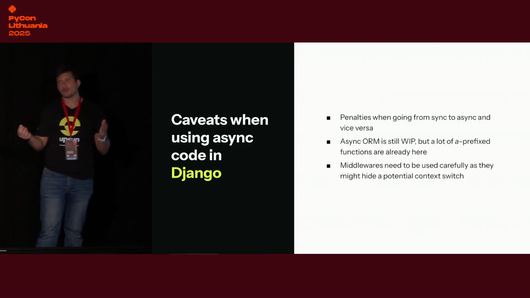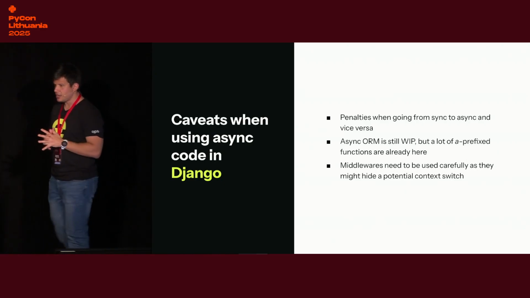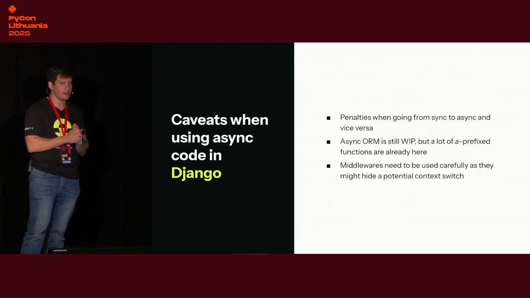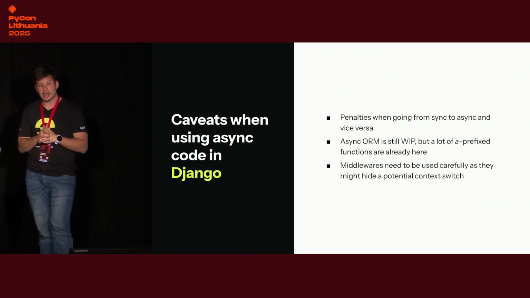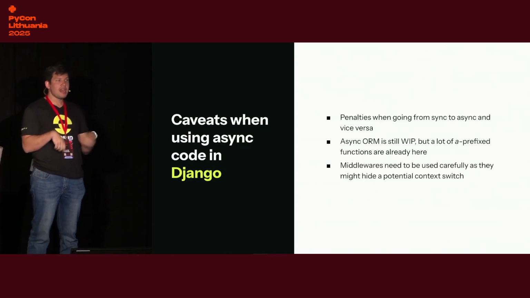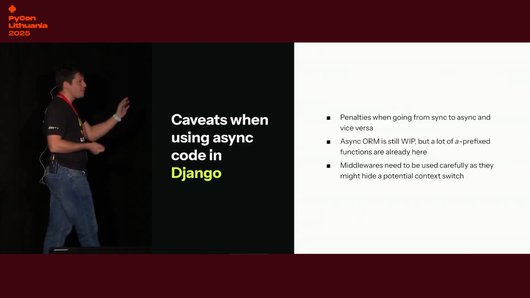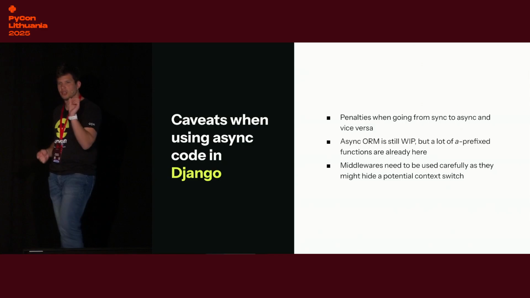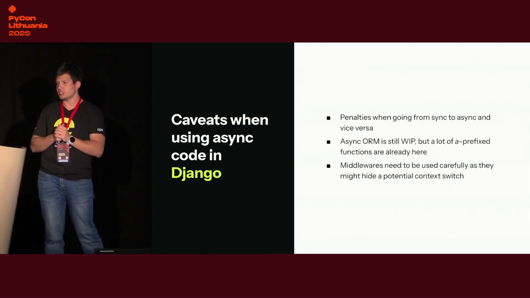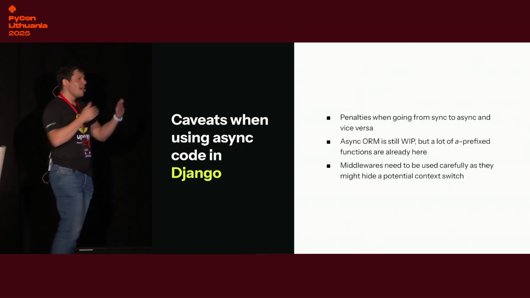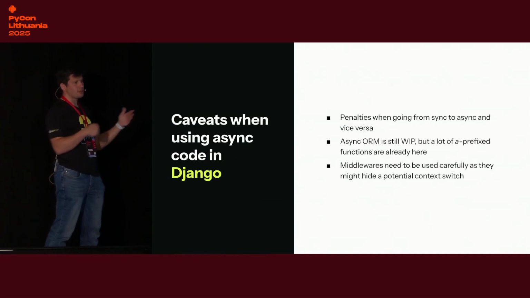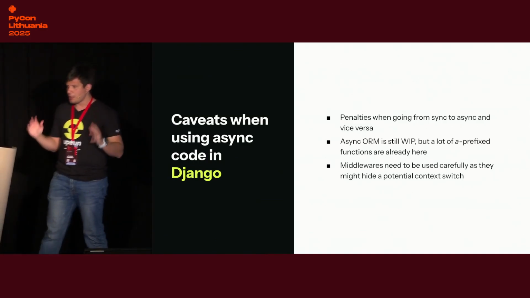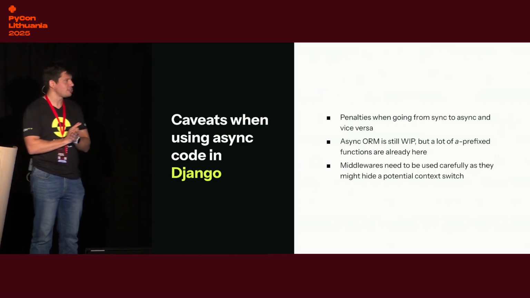The ORM, which of course is the biggest part of an application, especially with Django, where models play an integral role, is still work in progress. There are many functions in the ORM which are prefixed with the A prefix, so you can have something like aget instead of get to get an object from the database, which is async ready. But again, underneath, it's not fully asynchronous. It's not asynchronous all the way. So they're still working on it. There's amazing work being done there, but again, it's not fully ready.